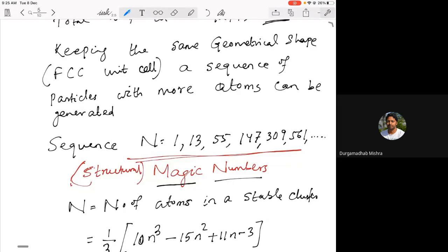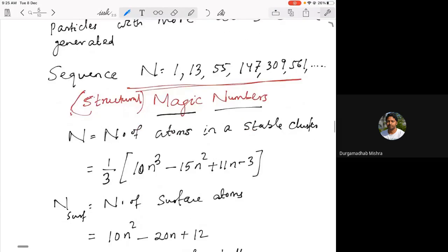Why structural? Because it keeps the structure exactly the same as for the first nanocluster. So it keeps the cubic close packing. You can even extend it up to the bulk, which will still be cubic close packing, like an FCC lattice. To maintain that, you have to take only a certain number of atoms. You cannot take, let's say, 40 atoms and get a close packing. To get a stable close packing, you need these numbers of atoms: 1, 13, 55, 147, and so on.